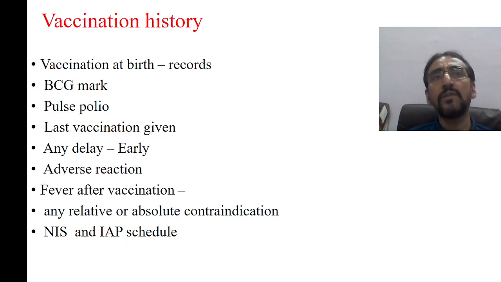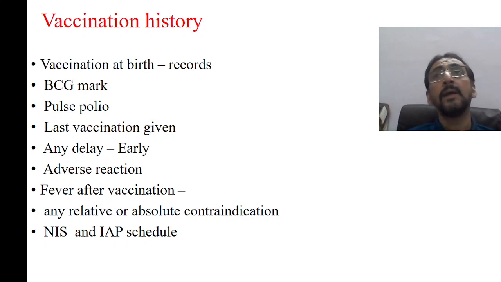Then you also have to see whether there was any relative or absolute contraindication for this child. For example, in preterm babies, the baby should either be 1 month old or the weight should be more than 2 kg. That is one of the criteria we follow. Also check whether the child has any absolute contraindication like for DPT. Progressive neurological problems are one of the contraindications for the DPT vaccine. So you have to identify whether this baby has any such absolute or relative contraindications.